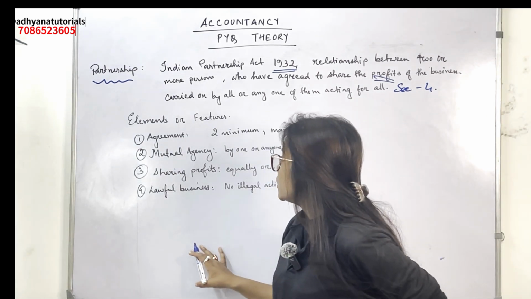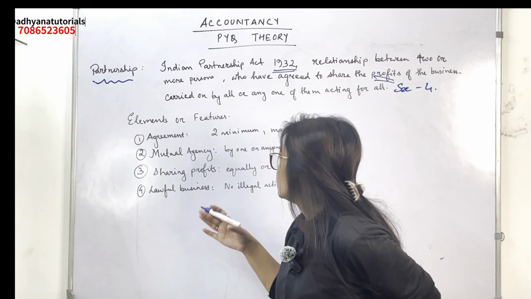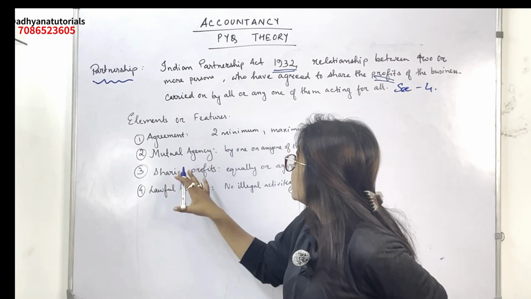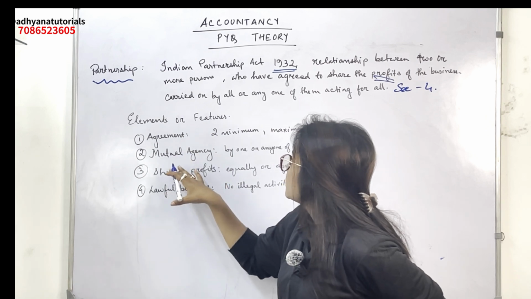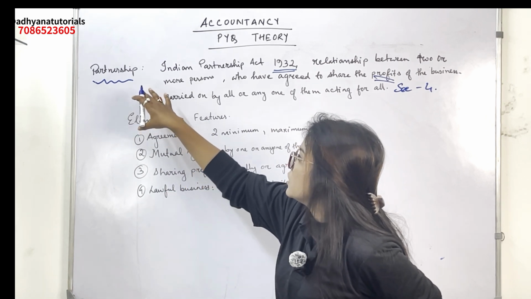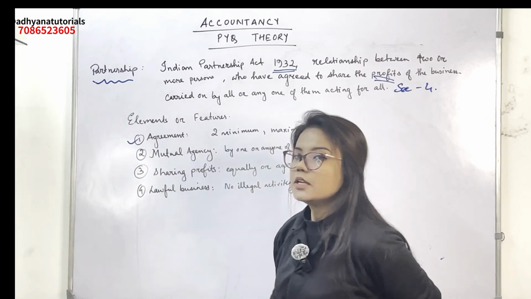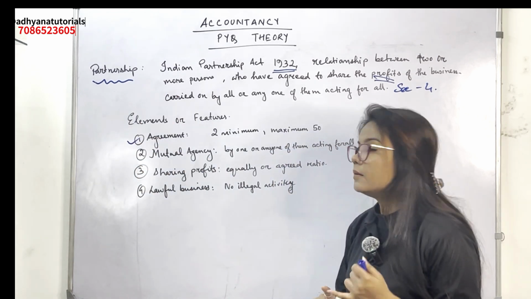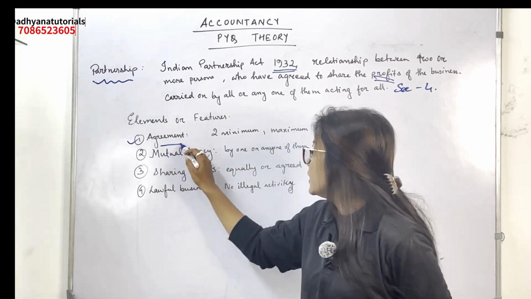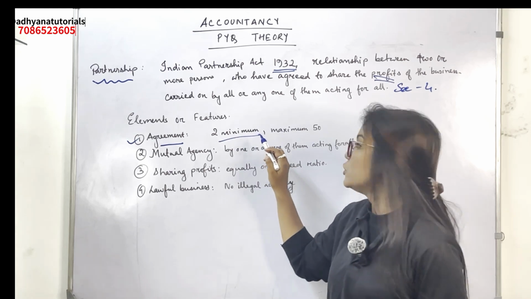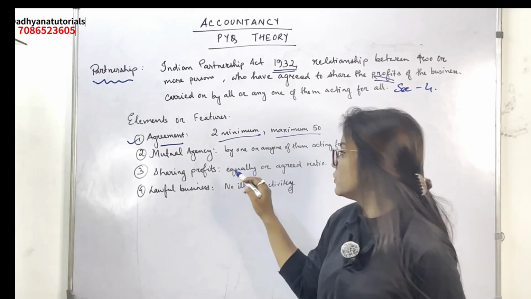Another important question, which is most frequently asked, is the elements or features of partnership. You can even sum up this answer with the question, what is partnership, or define partnership. Partnership is an agreement. It should be a written or an oral agreement, mostly preferred as a written agreement, where the minimum number of people should be 2 and maximum should be 50.